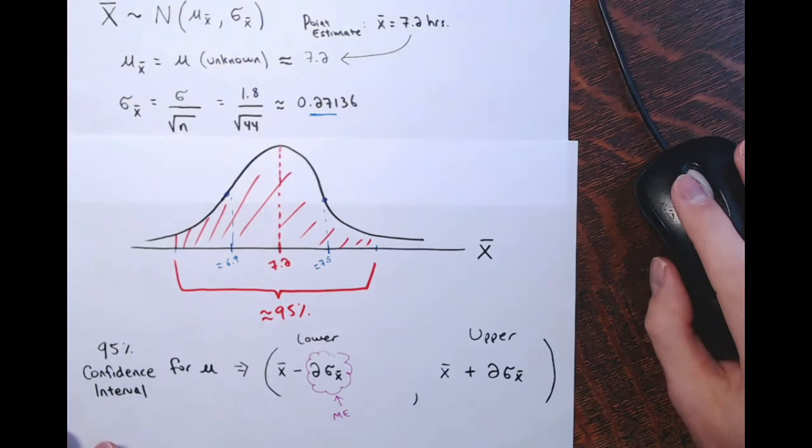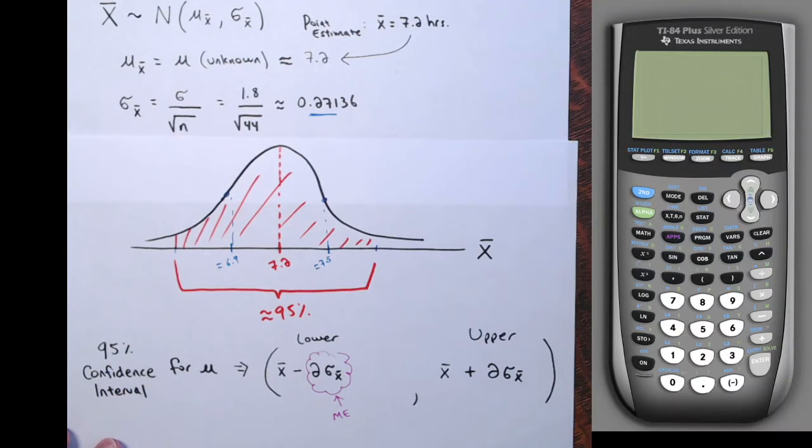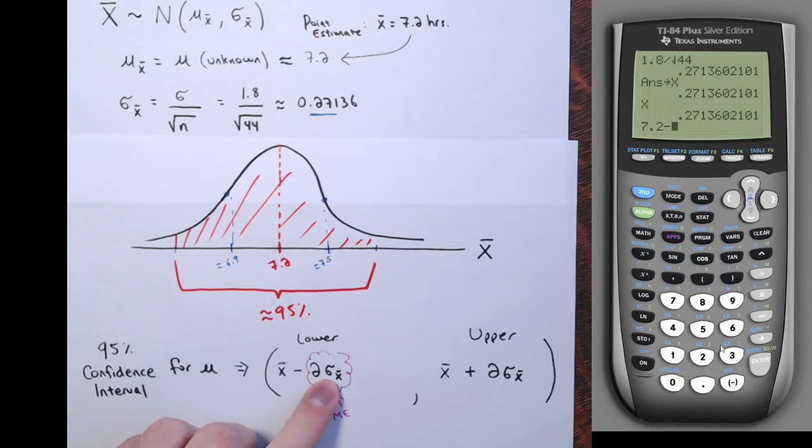All right, let's calculate these. I'm just going to pull my calculator back up. Now, our point estimate was 7.2, right? I'm going to take my previous result, the standard deviation, 1.8 divided by the square root of 44, and store this as the letter x. So now whenever I use the letter x, it's that number, which makes it a little more accurate. So our lower bound here is 7.2 minus twice the standard deviation, minus 2 times this x.